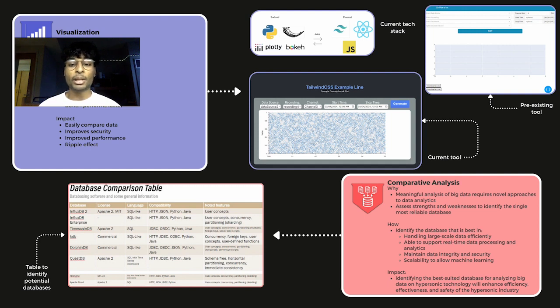Ultimately, identifying the best suited database for analyzing big data on hypersonic technology will enhance efficiency, effectiveness, and safety of the hypersonic industry. Through this project, we learned about time series databases, learned how to query large datasets, and how to visualize the data. This year was great exposure to the corporate world, understanding what our mentors are expecting of us, asking the correct questions to understand their constraints and criteria, and being able to provide those deliverables.